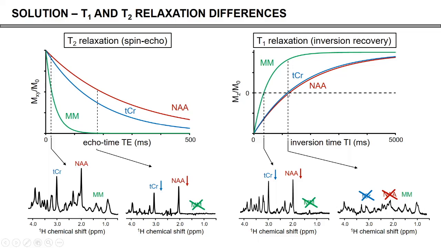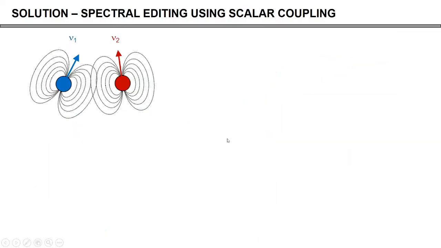Differences in T1 between metabolites is again too little, and so you cannot separate different metabolites from each other by this method. The best way to separate different metabolites is based on scalar coupling. Now, what we have to know is some of the interactions between different nuclear spins.